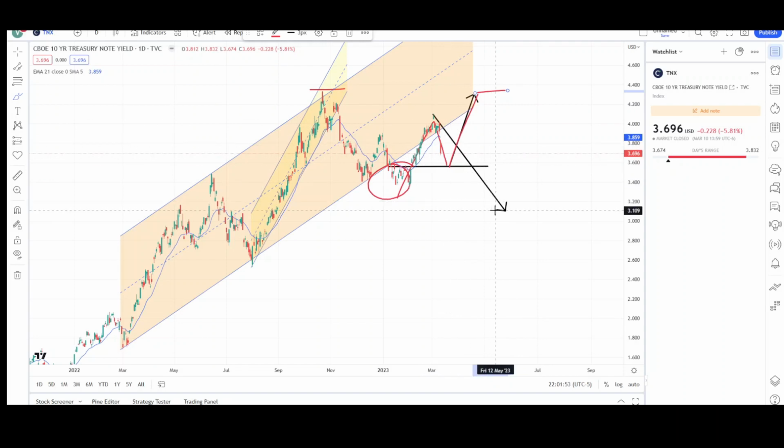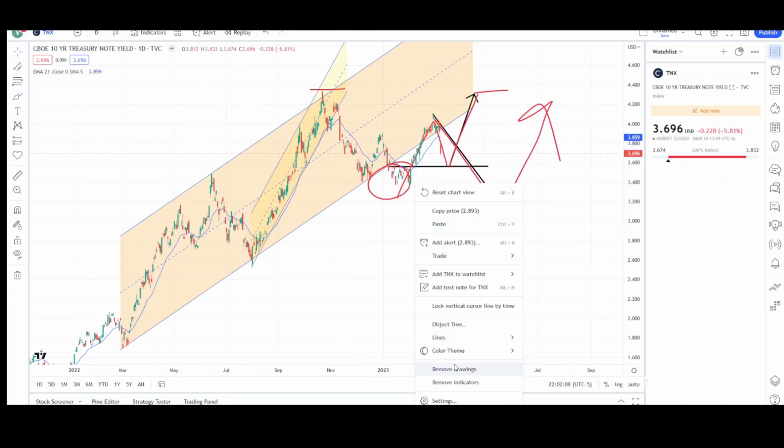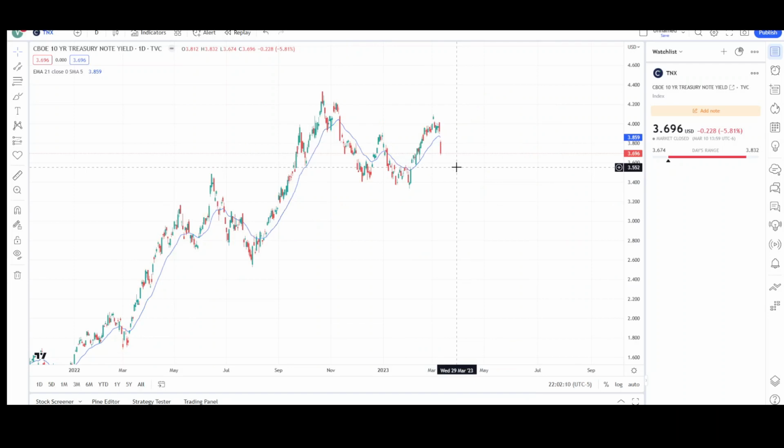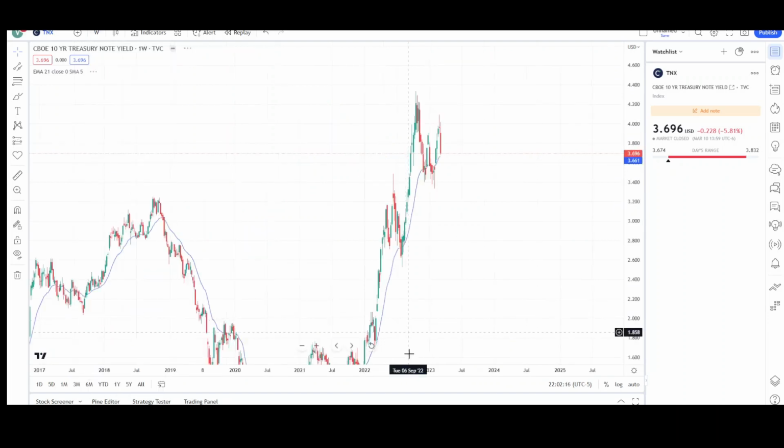Now, is it the end of the world if we don't get a short trap and we just continue dropping down to this 3.1 level? It's not, because we can still make another large attempt higher from here instead of right over here. So that's how I'm looking at TNX. It can rally, but we need to see a short trap at the 3.561 level, and then right where the measured move is.